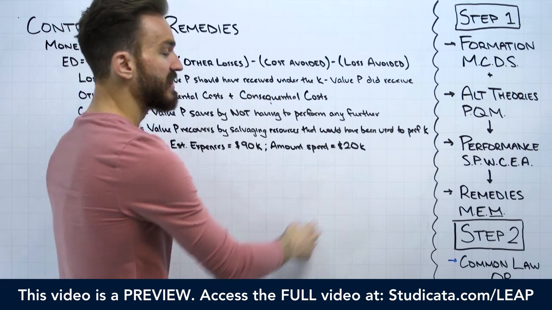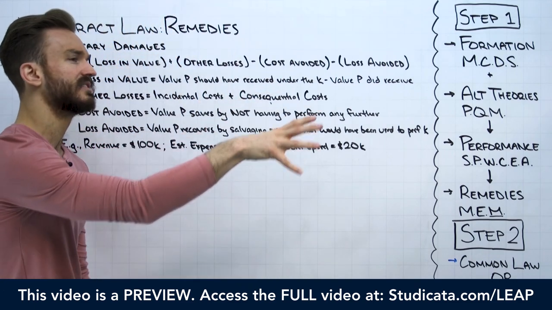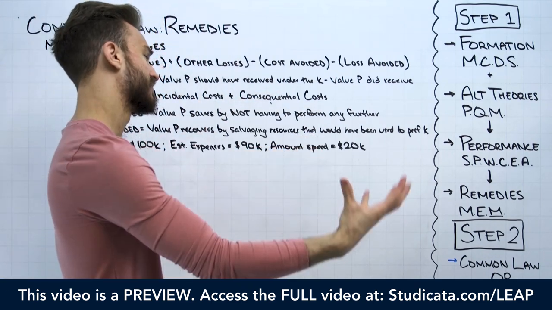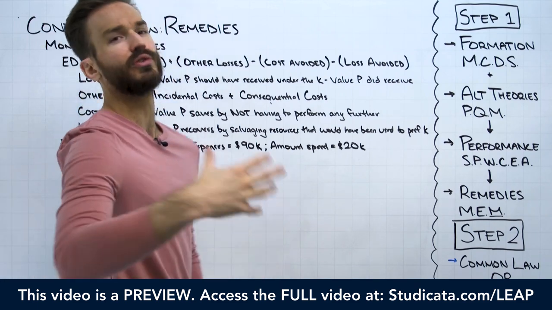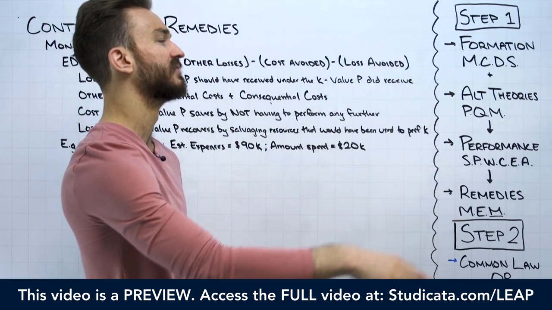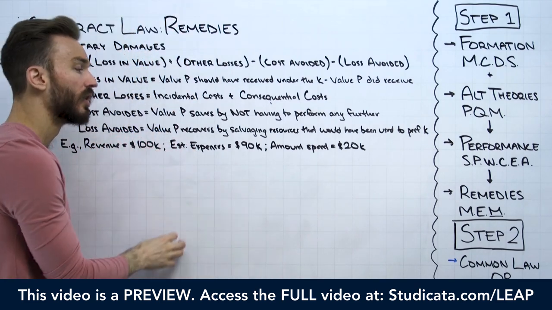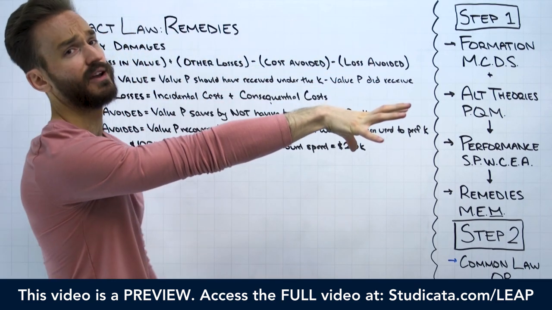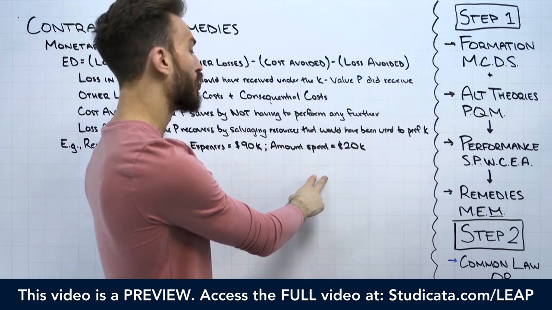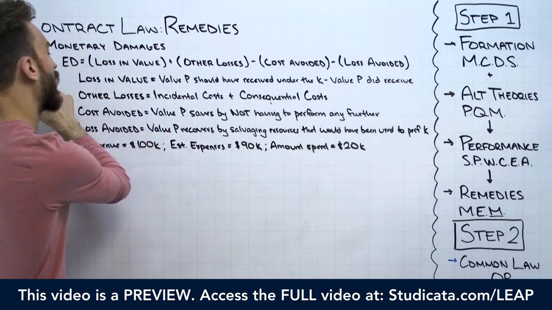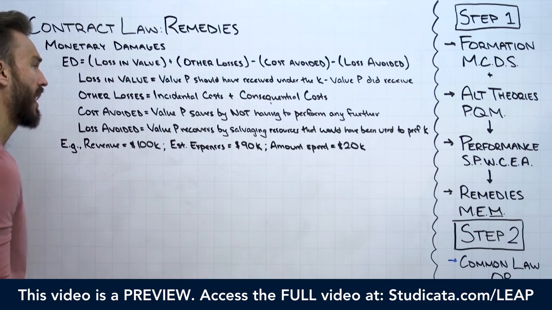Well, let's say that he begins to work on the project. He spends $10,000 on labor. He spends $10,000 on materials. And then there's a breach of contract. Something happens, there's repudiation. The other side fails to perform a duty. Now we're in court. He's suing, seeking expectation damages. How do you calculate this?